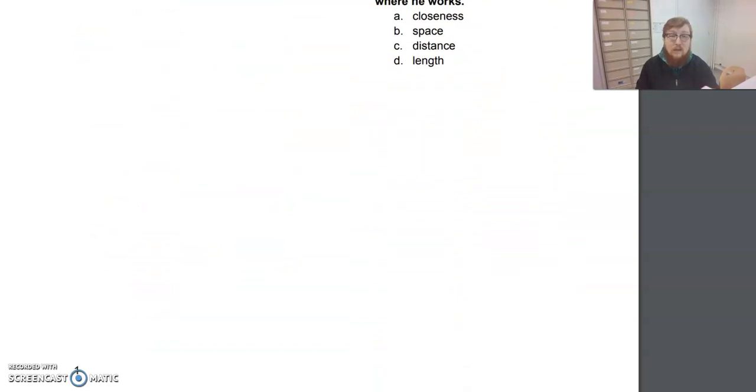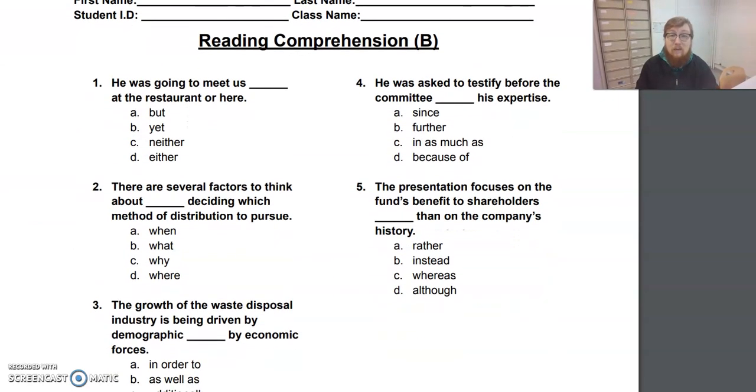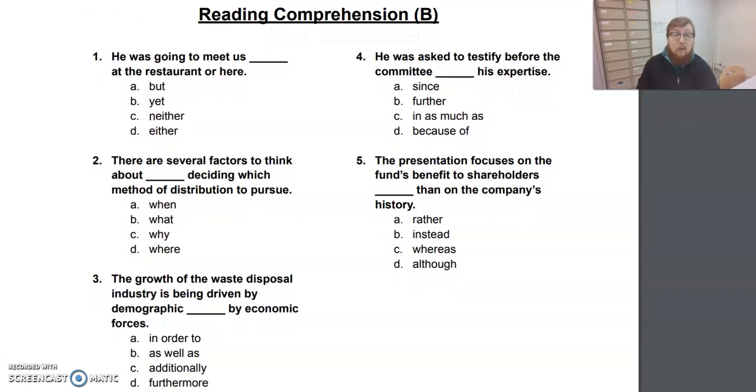So we have 5 questions here on section A, and it's like that for all of these. In section B, another 5 questions. But instead of targeting specifically vocabulary, we're targeting something else. He was going to meet us blank at the restaurant or here. But, yet, neither, either. Sometimes it's pronounced neither and either.